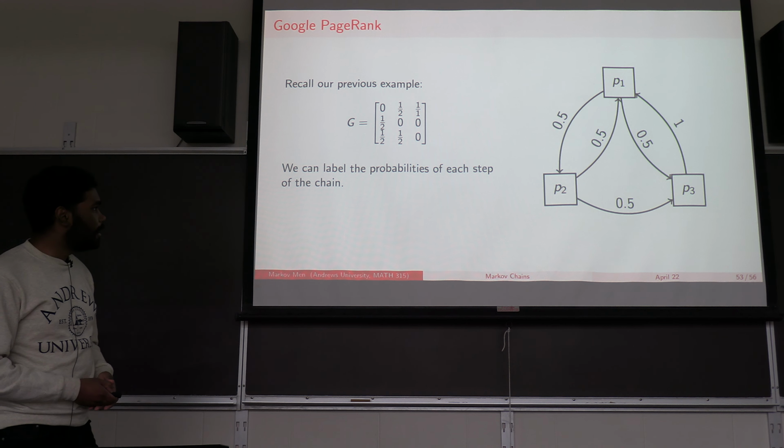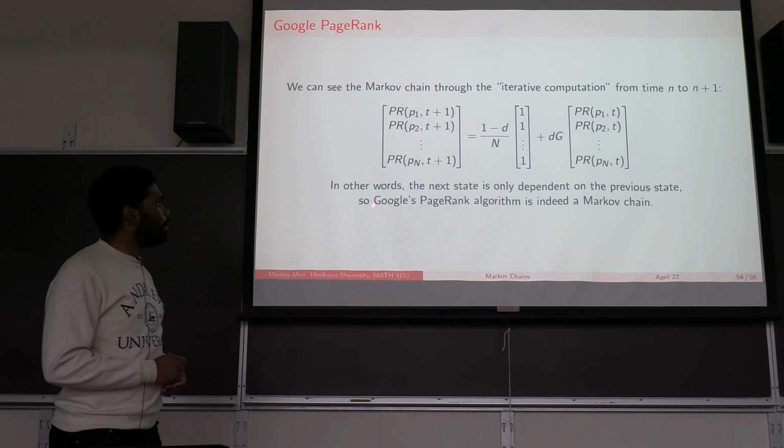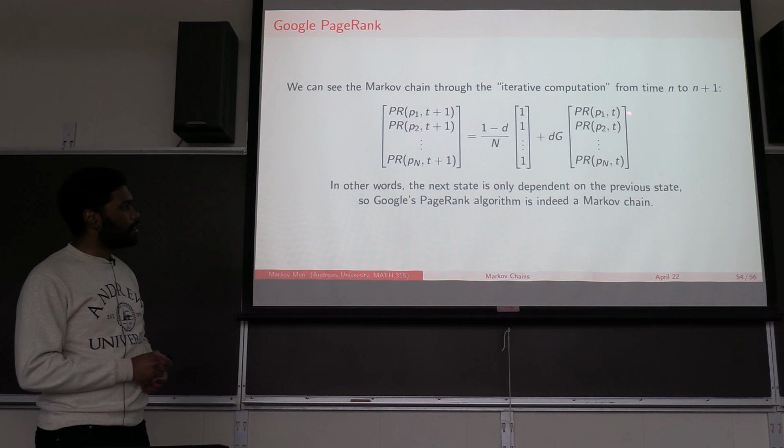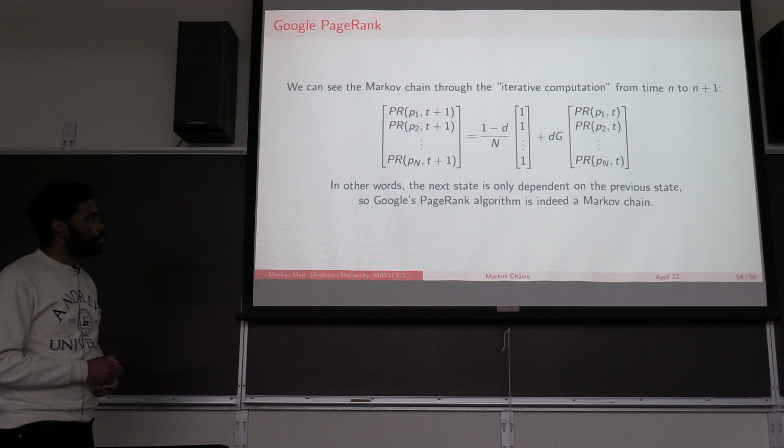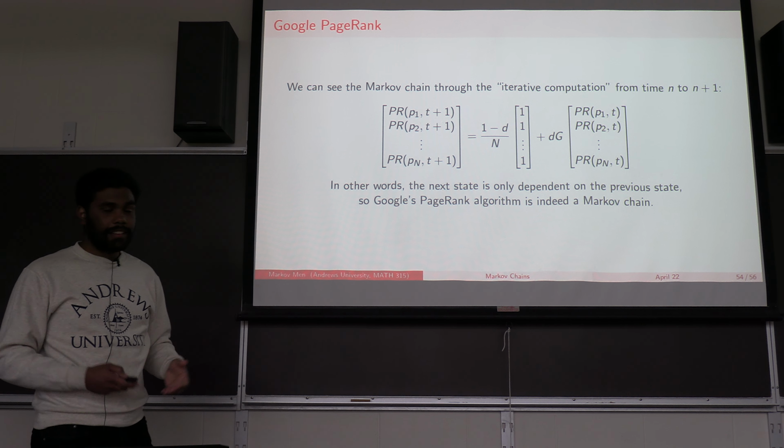So we can label the probabilities as follows, and this should look pretty familiar. It turns out G is actually a Markov matrix, and this is actually a Markov chain. We can see the Markov chain through this iterative computation, since the next state of PageRanks depends only on the current state. So Google's PageRank algorithm is indeed a Markov chain.